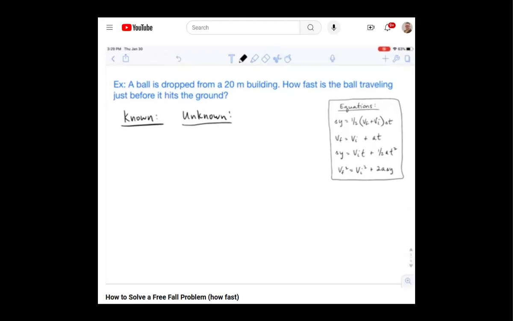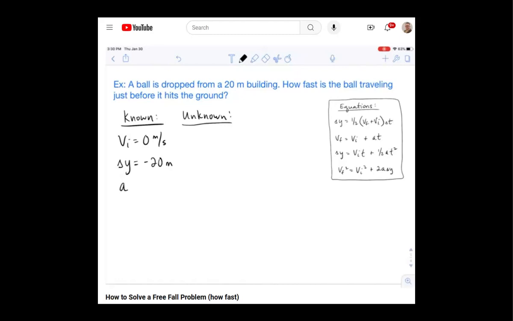In this video, I'm going to cover another free fall type problem. So our problem for today is a ball is dropped from a 20-meter building. How fast is the ball traveling just before it hits the ground? So as always, we should start with our known and our unknowns. We start off in the problem, it tells us that the ball is dropped. So that in itself is a known value. When things are being dropped, that tells us that the initial velocity is 0 meters per second. It's dropped from a 20-meter building, so that's going to give us our height, which is our delta y. And since it's falling downwards, we're going to attach a negative value to it.